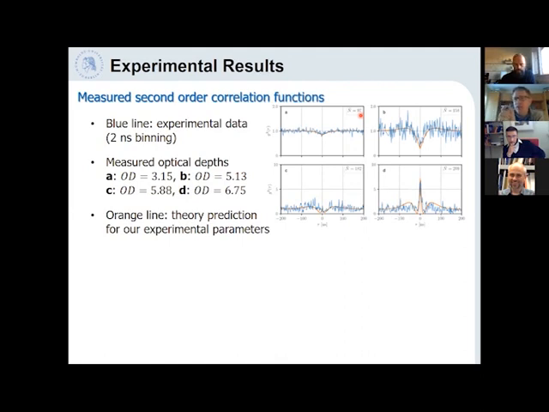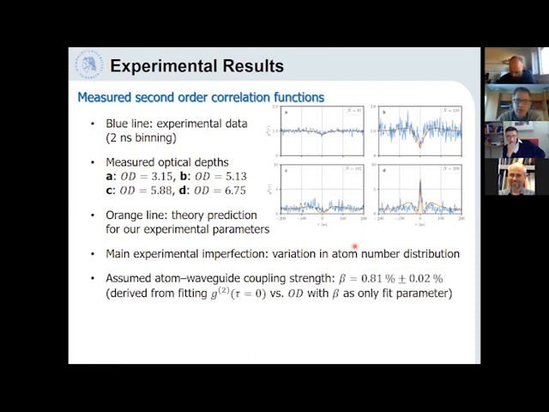We have to say, okay, let's look at the data for optical depth ranging from 5 to 5.5 and so on. Okay, and this gives rise to some variation in the atom number distribution, and this then gives rise to some washing out of the features that we want to see here. Okay. But in any case, even in the presence of this atom number fluctuations and post-selection of samples with a given atom number, we are able to see the main effects of the physics we're interested in.